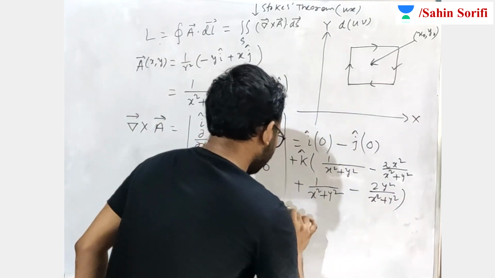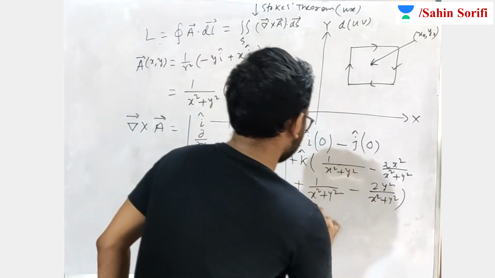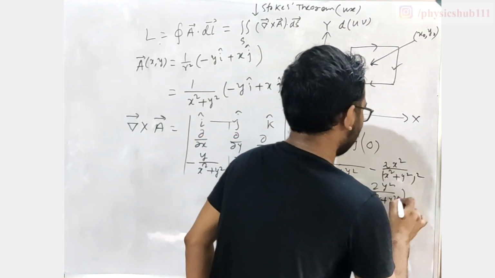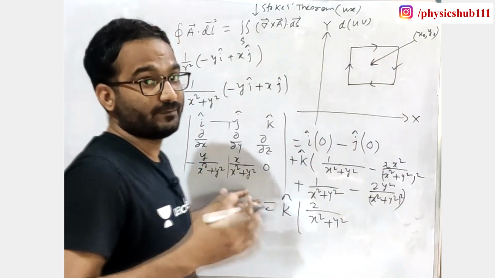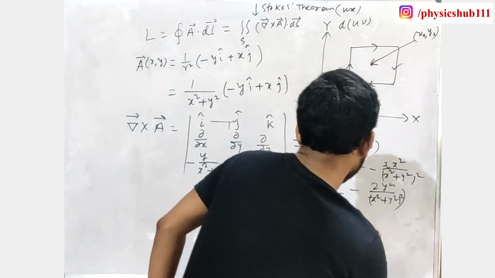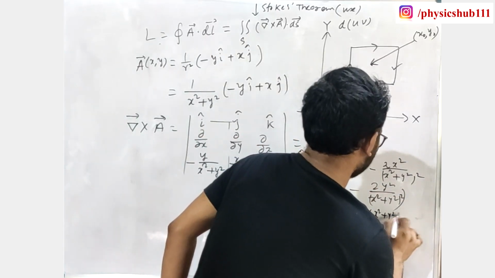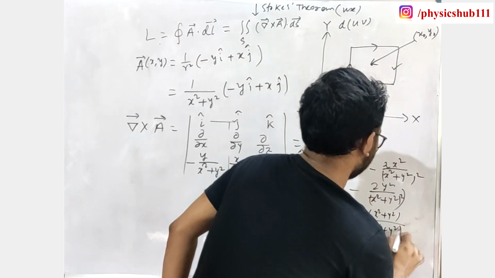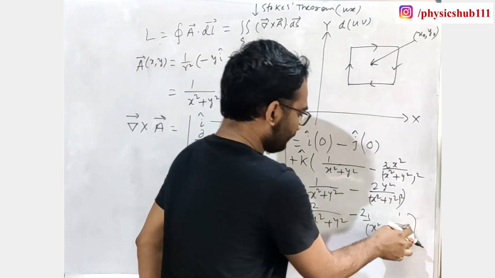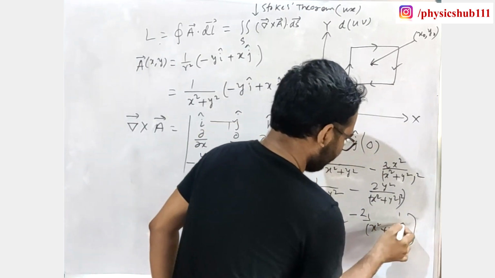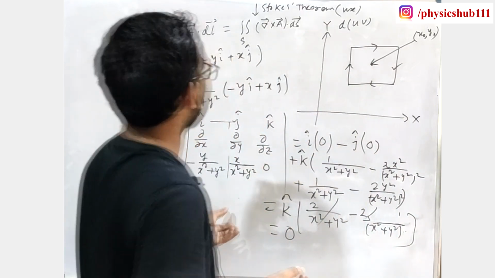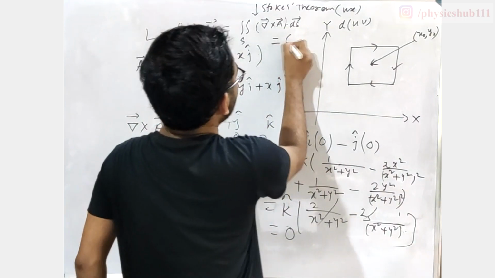Now this is k cap, 1 by this, so it will become 2 by x square plus y square, and sorry, here a square term will come because we are taking the derivative of 1 by x square plus y square. So minus 2 into x square plus y square divided by x square plus y square whole square. So you can omit this x square plus y square and remove this 2. These are basically the same thing, so it will get cancelled. So this is basically 0. So curl of this thing is 0.